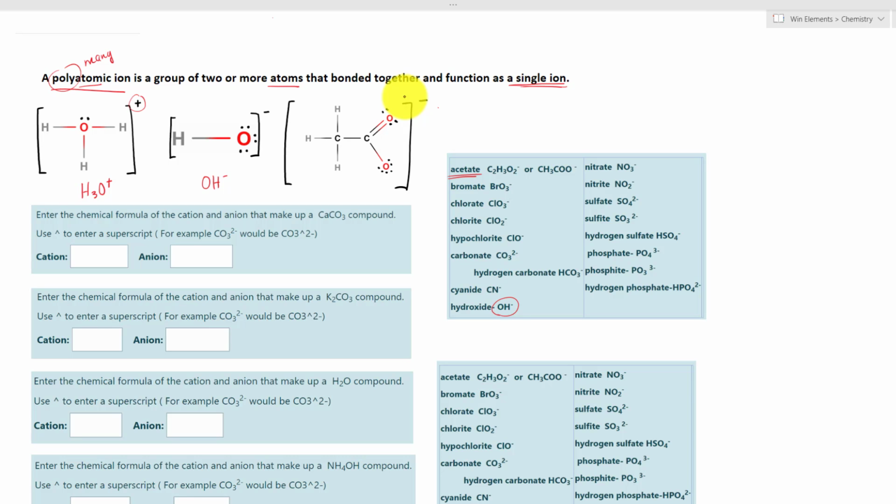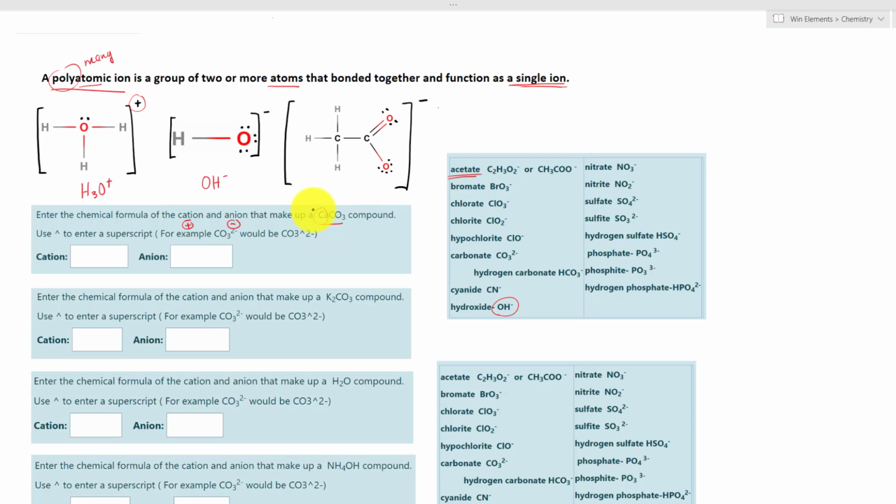Now the challenge for this lesson is that when we look at a chemical formula, can we determine the composition in terms of the ions that make up that particular chemical formula? For example, right here, we enter the chemical formula of the cation, which is positive, and the anion, which is negative, that make up calcium carbonate. Can we look at the chemical formula and determine what the cation is and what the anion is? Well, we know that the cation is always written first in the chemical formula as well as the name. So right here we see calcium.